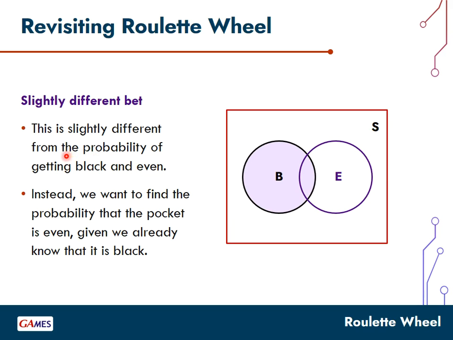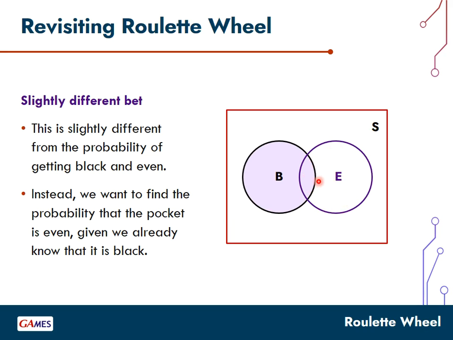It looks like, are we not trying to compute the probability that the event is black and even, that the outcome is black and even? In that case, we'll look at all the pockets that are both black and even, which means we're looking at the intersection. But that's not really what we're trying to do here. We're trying to compute the probability of getting an even. That's the first thing. So the focus is the probability of an even.